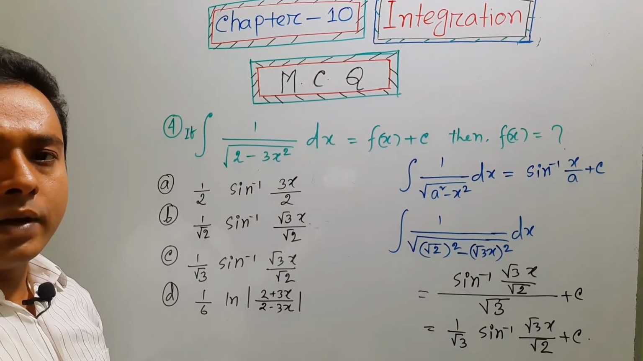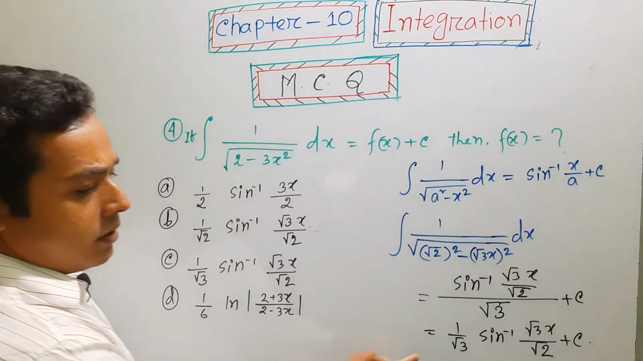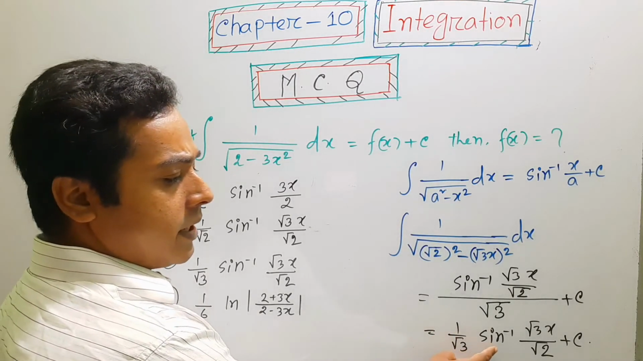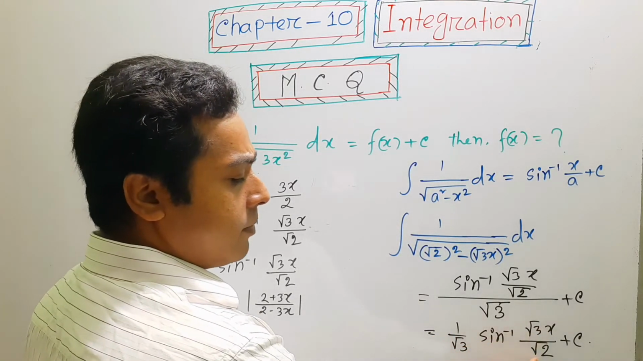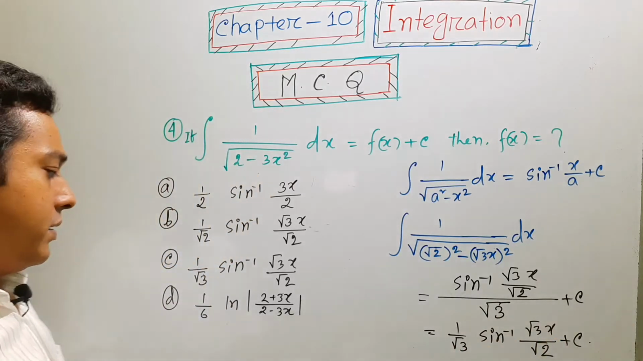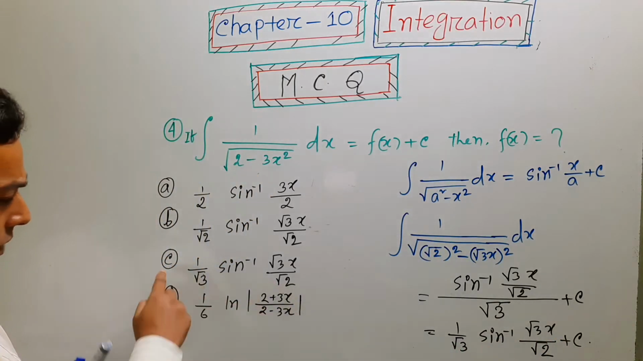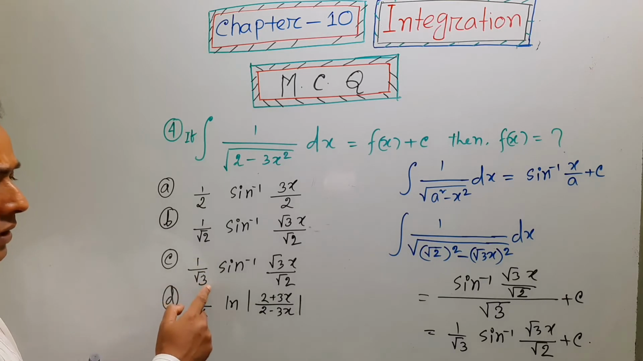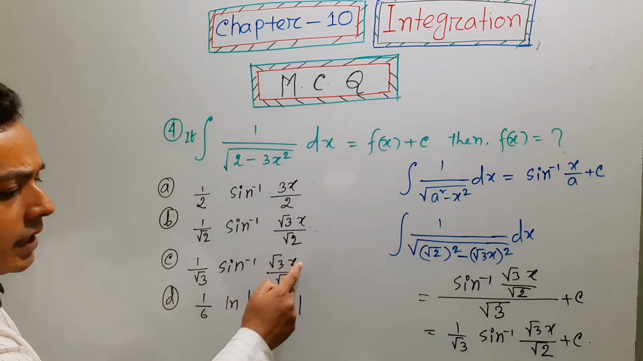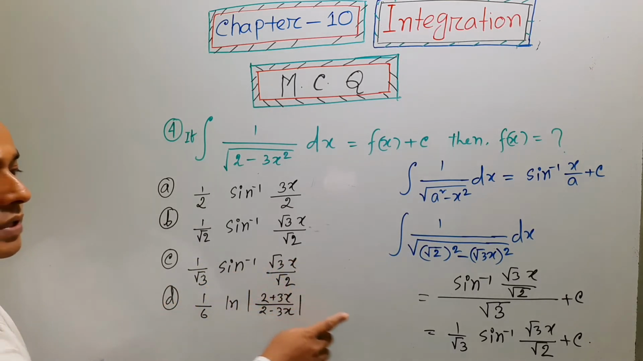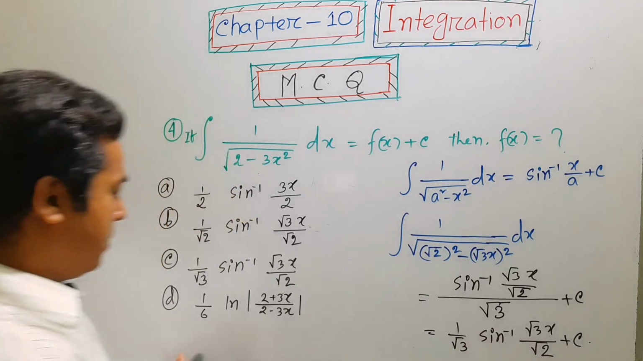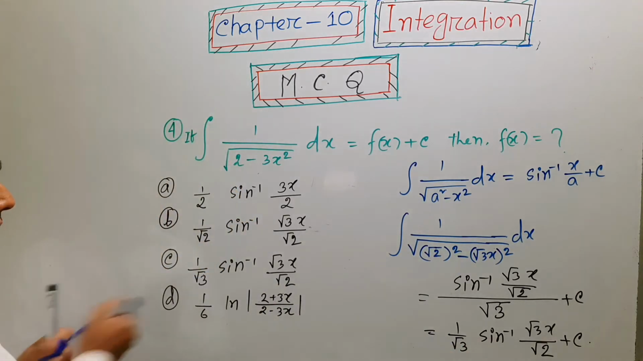Okay, here our answer is 1 by root over 3 sin inverse root over 3x divided by root over 2 plus c. So our answer option C is 1 by root over 3 sin inverse root over 3x divided by root 2, which meets with this answer. Okay, so answer C will be our right answer for this question.